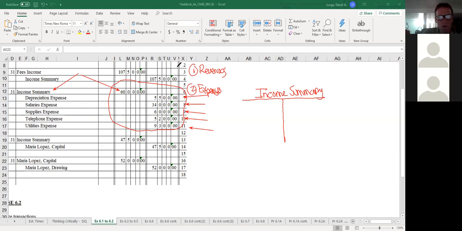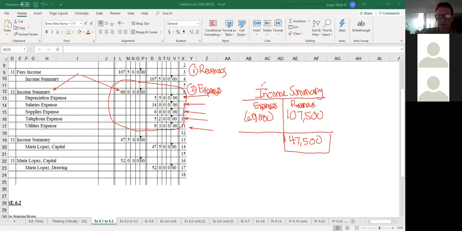And so let's look at what would be an income summary after the first two entries. You would have a credit of 107.5, and you'd have a debit of 60,000. Remember, that would represent your expenses, the 60,000, and the 107.5 would represent your revenues. So if we stopped right there, we'd say, okay, can you calculate a balance for income summary? You'd say the balance is 47,500, which is simply your revenues minus your expenses.